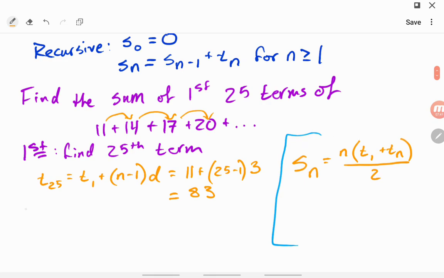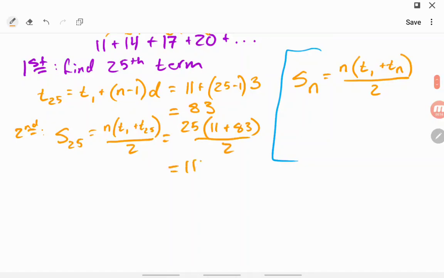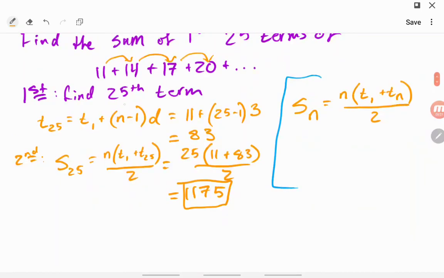Okay, so step 2. Second, I'm going to say, well, then S25, I'll scroll up just a little bit here, is going to be equal to n times T1 plus T25, first term plus my 25th term divided by 2. So n is 25, T1 is 11, T25 is 83, divided by 2. That gives me an answer of 1,175. So that's how I can find the sum of an infinite arithmetic series that has been made finite, right?